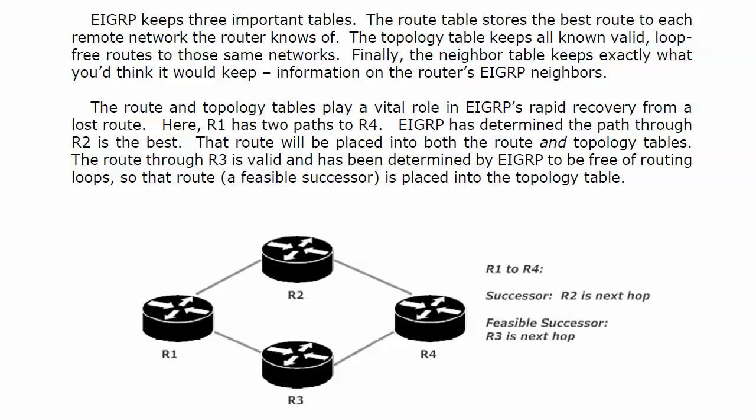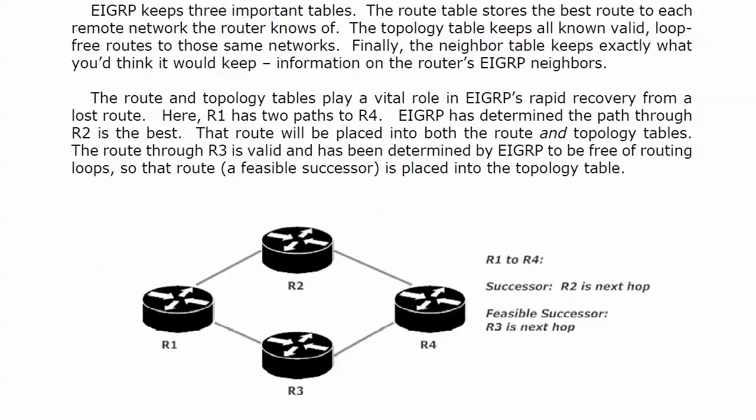Now, EIGRP has also determined the route through router 3 is valid. It's free of routing loops as far as EIGRP can tell. So that makes this route a feasible successor. It's a valid loop-free route whose metric is not quite as good as the best route. That's a feasible successor. Feasible successors are put into the topology table only.